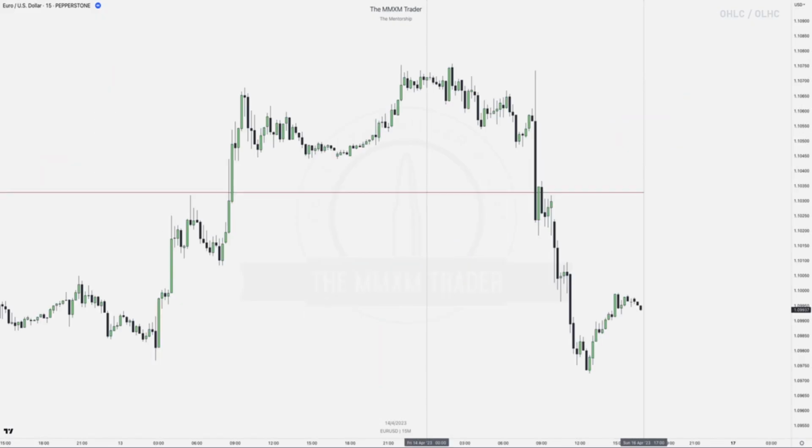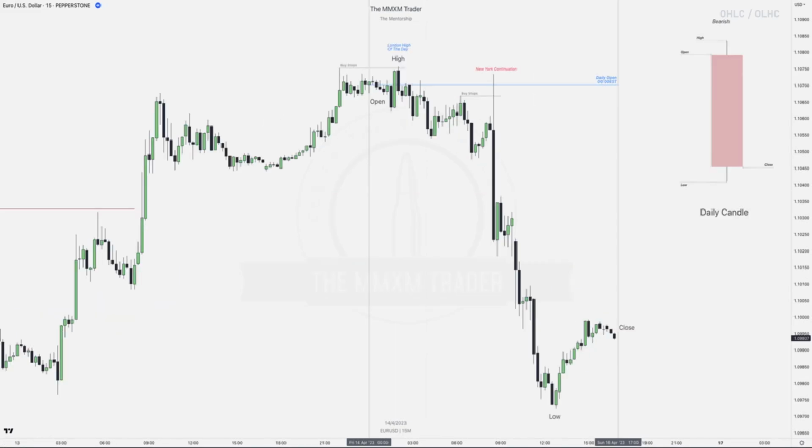So we got this Euro USD 15-minute chart, right? We ran buy stops above this red line, right? So we are having a bearish day afterwards. So how does that look like with more annotations? High of the day during London session, right? Most of the time, London session creates high or low of the day before a higher time frame PD array has been hit, right? So draw out your daily opening price over here.